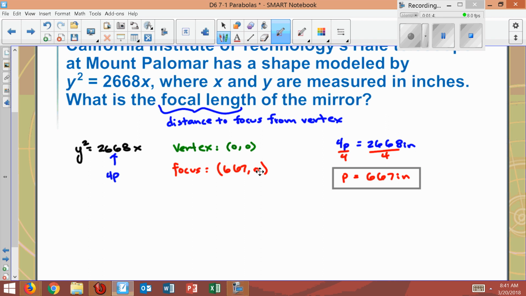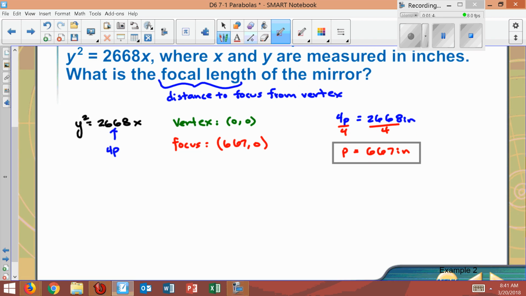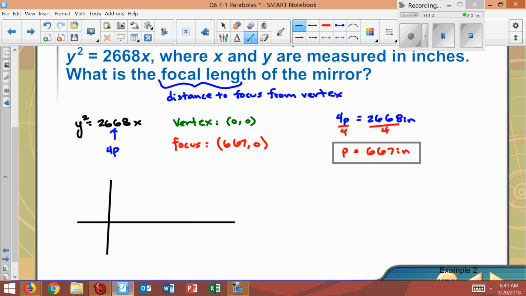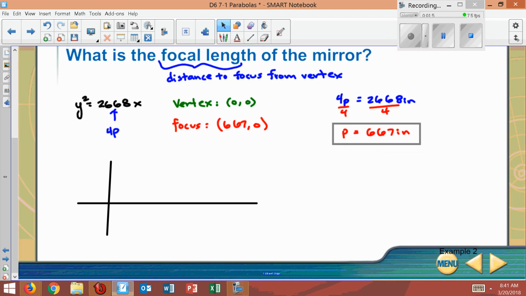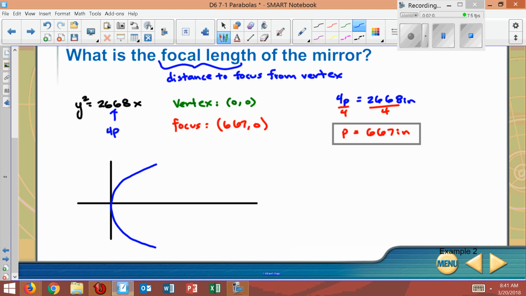Okay, now I want to go back, though, and talk about just a real quick graph of this. What this would mean is it is a horizontal parabola, and what's different about this one is it will go through 0, 0 and come up like this and do the same thing going down this way. But wherever that focus is, I'll just put it here. We'll say this is 667 inches from this point to that point, 667.